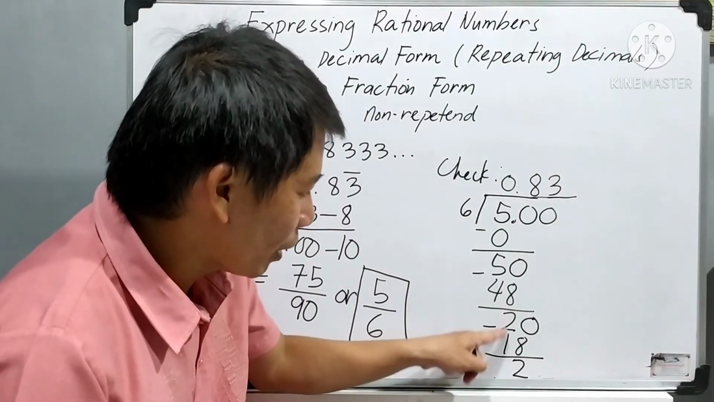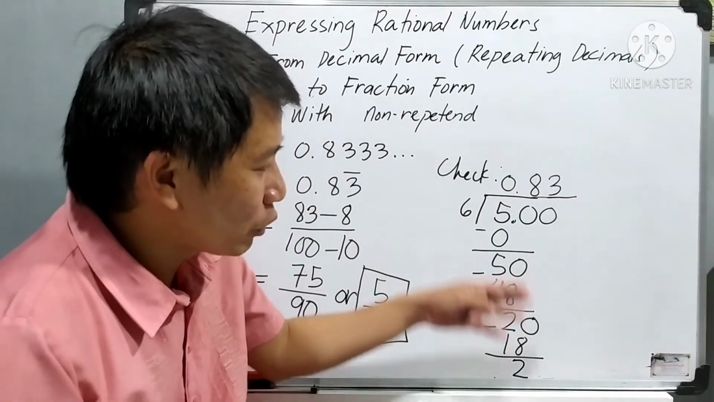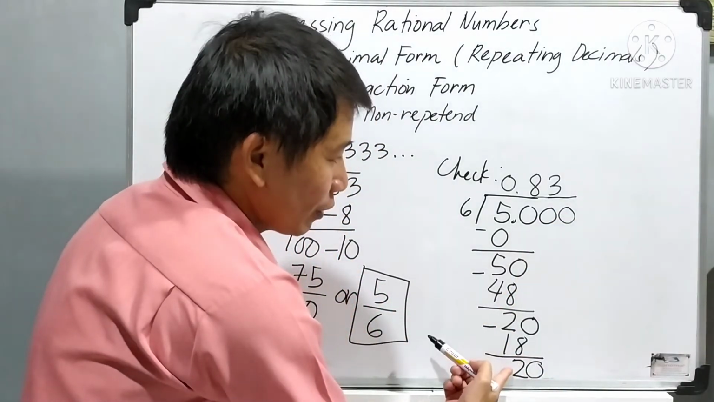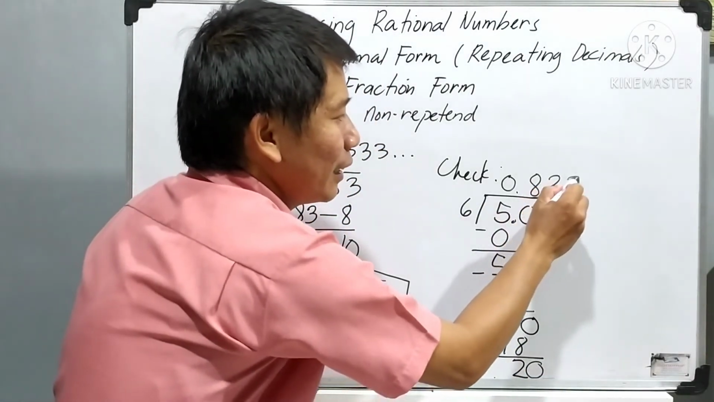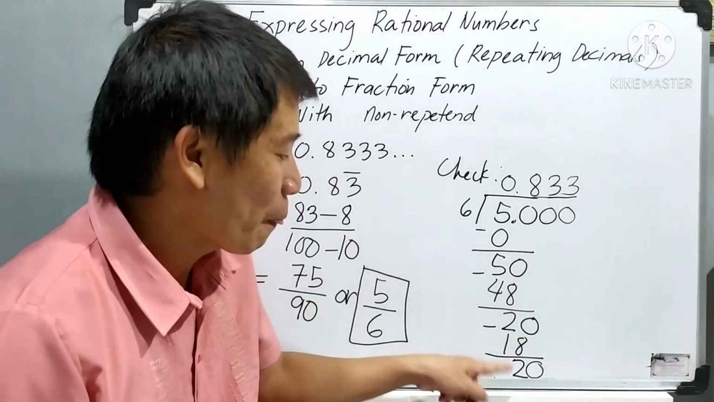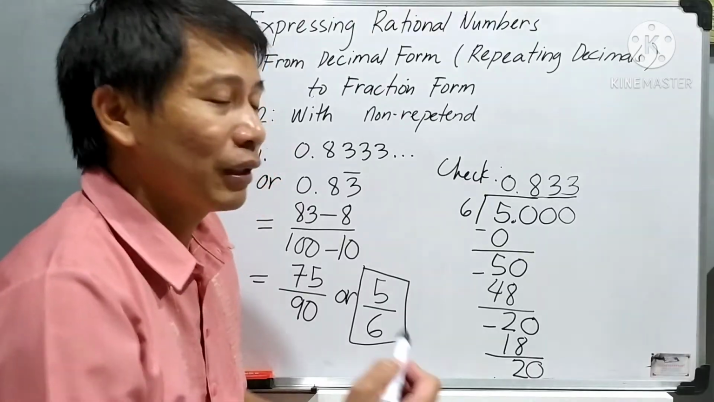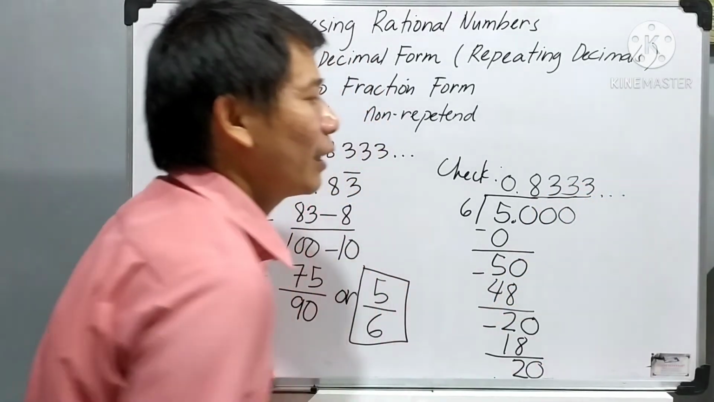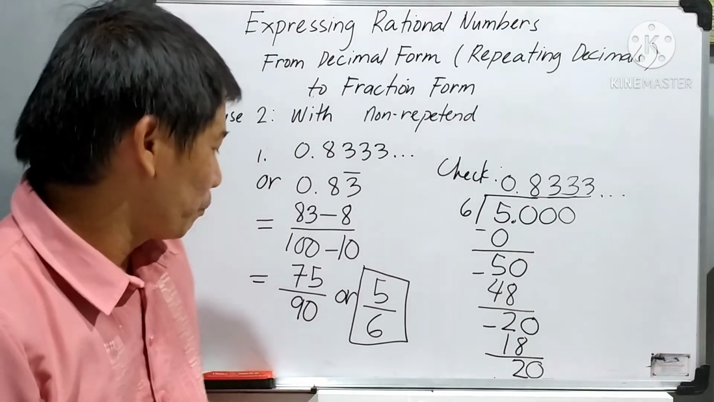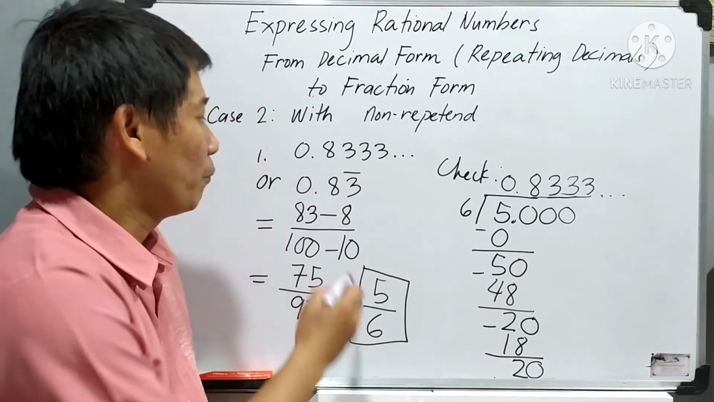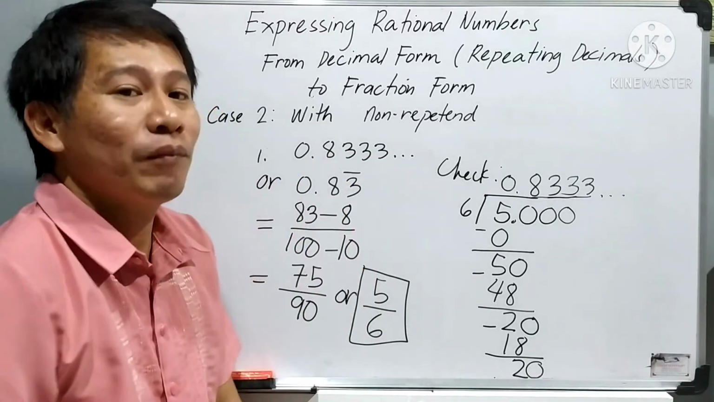We go back to the remainder of 2. So if we continue the process, add 0 here, bring down that 0. So 20 divided again by 6 is 3 again. So if you continue, you will get a remainder of 2 again. So what does it mean? The 3 just keeps repeating. Okay? So that means 5 over 6 is the equivalent fraction of this repeating decimal.